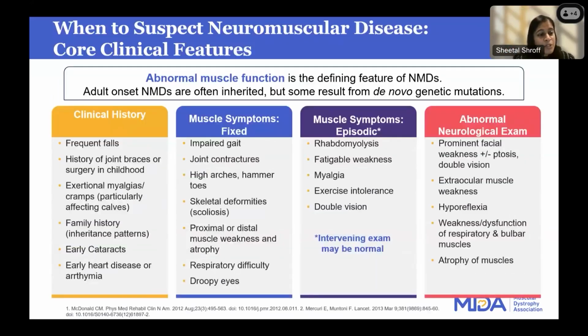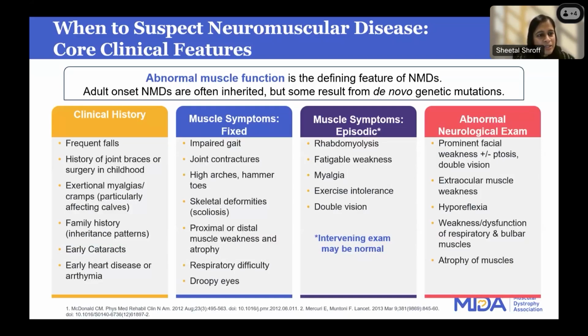Now we're going to move on to some of the clinical features, like when should we suspect a neuromuscular disease in our patients when we encounter them. So abnormal muscle function is one of the defining features of these neuromuscular diseases. Now, these neuromuscular conditions can be inherited, and some of them are because of de novo genetic mutation, meaning they're the first ones in the family to have this condition.